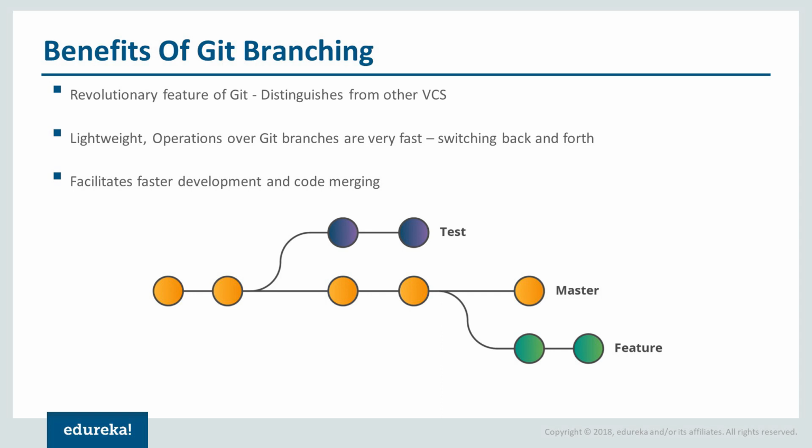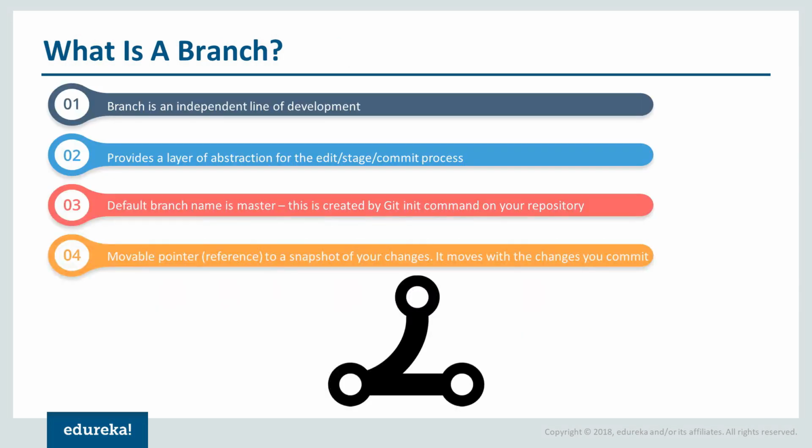Using feature branches is not only more reliable than directly editing production code, but it also provides organizational benefits. In this example, we have a master branch, and then in between, we created a test branch and later on created a feature branch. Because branches are lightweight, switching back and forth is very fast. So a Git branch is essentially an independent line of development. You can take advantage of branching when working on new features or bug fixes because it isolates your work from that of other team members.